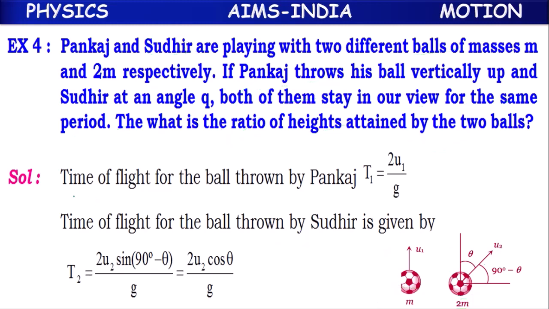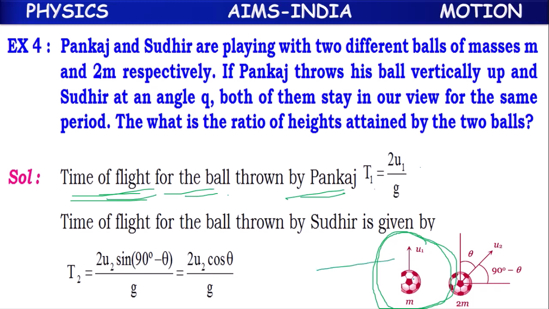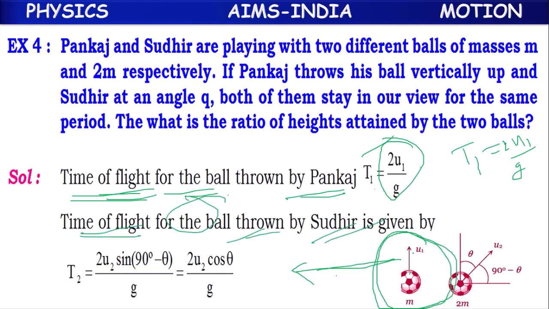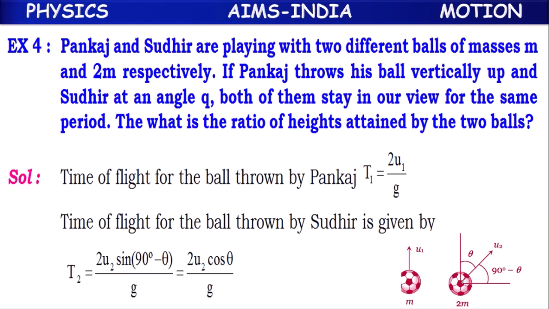So here, the time of flight for the ball thrown by Pankaj is, because the ball thrown by Pankaj is an example of a body vertically projected upwards, whose time of flight is given by the formula 2u by g. So T1, time of flight of the first ball thrown by Pankaj, equals 2 U1 by g, whereas the time of flight for the ball thrown by Sudhir is given by, the ball thrown by Sudhir is an example of projectile.